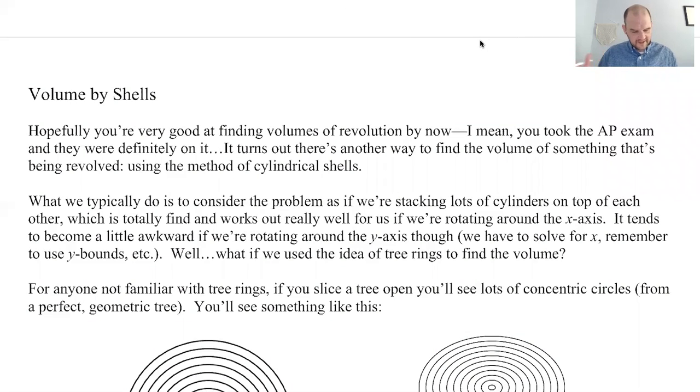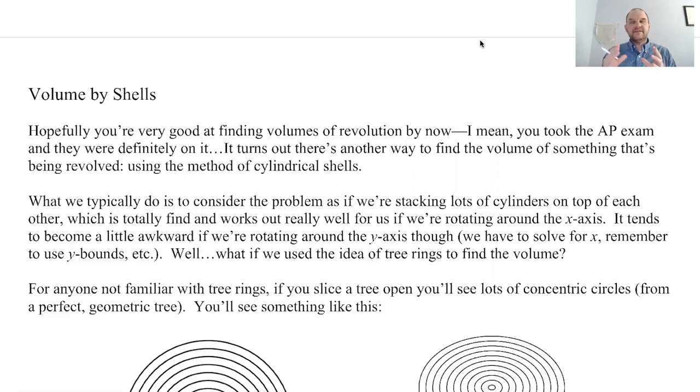All right, this is going to be Calc AB Notes 25. We're going to find volume by using shells. And when I first learned this, I found the name shells to be a little confusing. I think a better name, I don't know if it's really a better name, would be like volume by sort of tree rings, because that's sort of actually what we do.